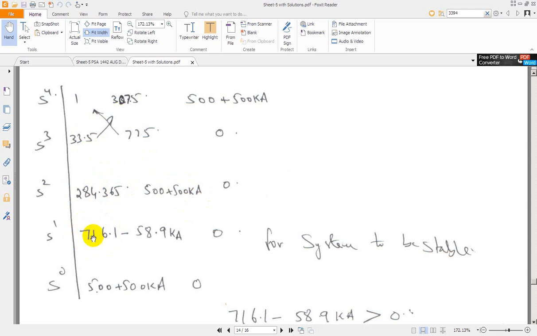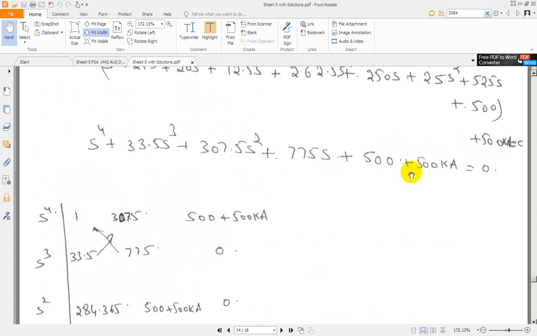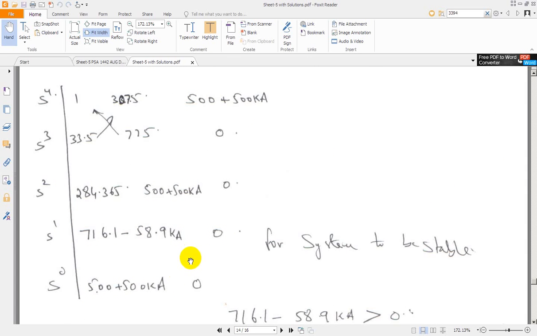You will get it as 716.1 minus 589 Ka. Now if you want to write this value, 500 Ka into 0 minus 0 into 775 divided by 500 Ka, you will get 0. Now to write this value, this into this minus 0 into this divided by 716.1 minus 58.9 Ka, you will get it as 500 plus 500 Ka. This and this expression are same, hence our evaluation is right.